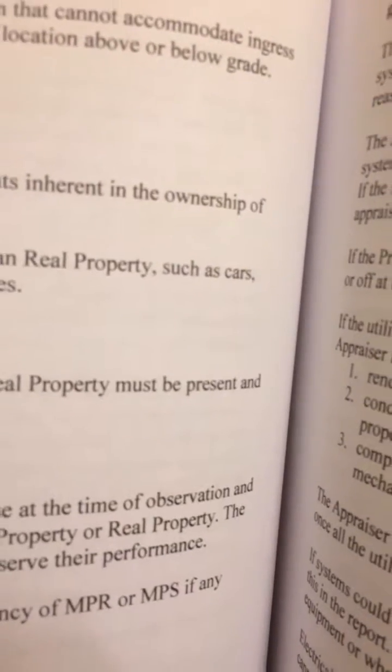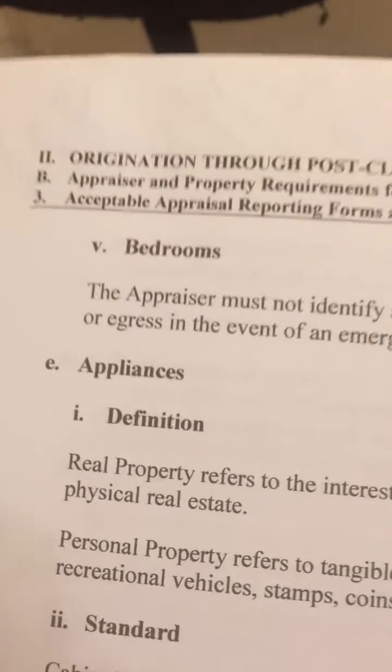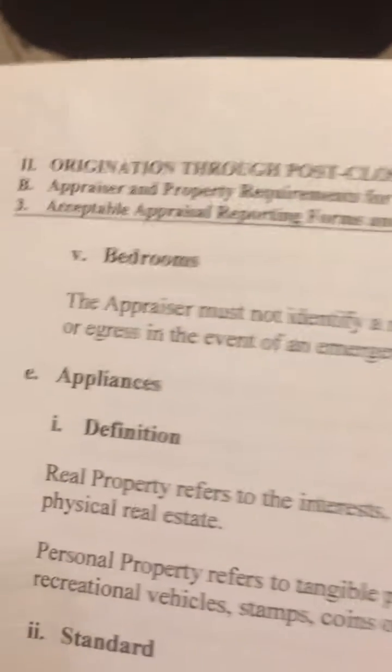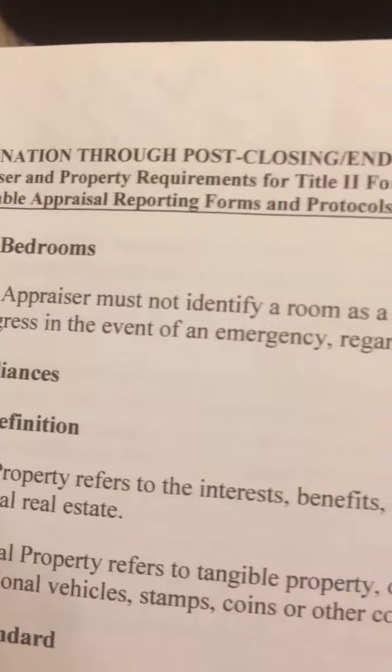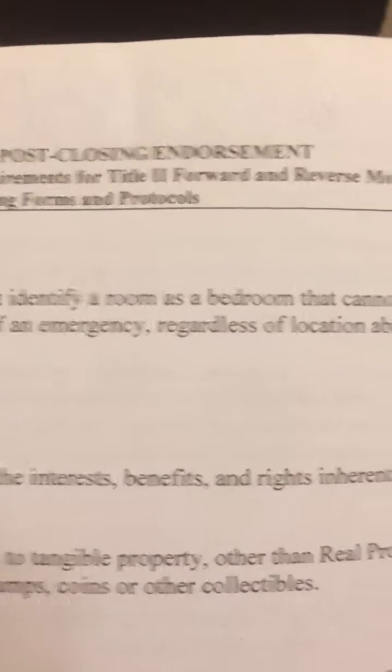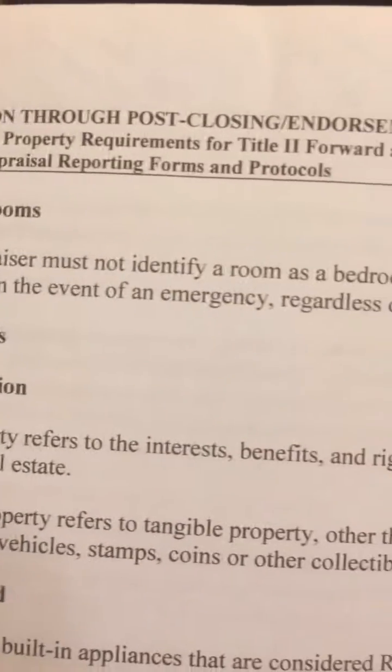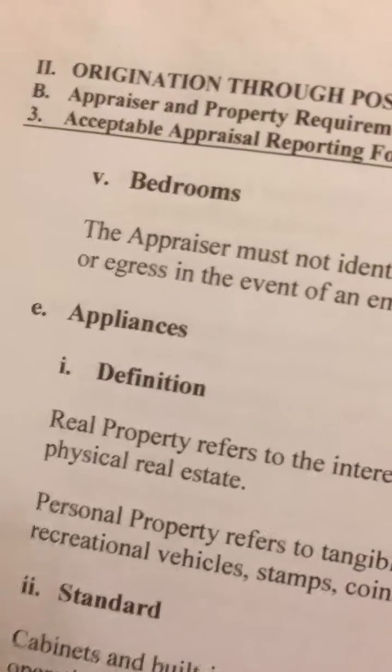FHA SFR Appraising Handbook 4000.1, page 34. 2. Origination through post-closing/endorsement. B. Appraiser and property requirements for Title II forward and reverse mortgages. 3. Acceptable appraisal reporting forms and protocols.